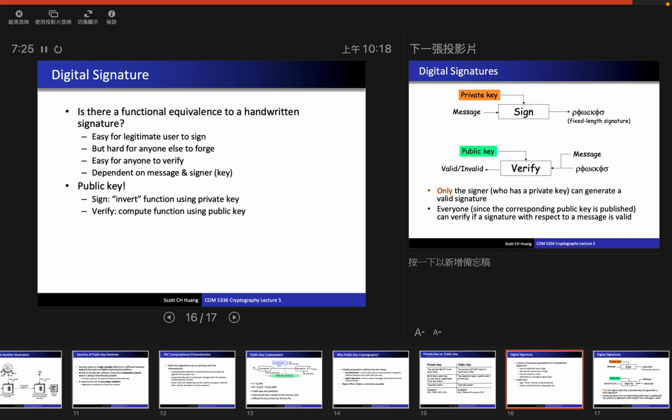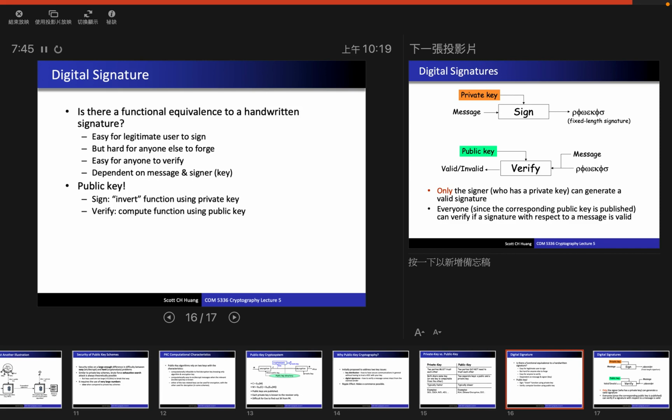Normally you have a document, and then you attach a signature with it. And that signature is an output of the document. So your document and your key are both regarded as the input of a digital signature. So it has these properties.